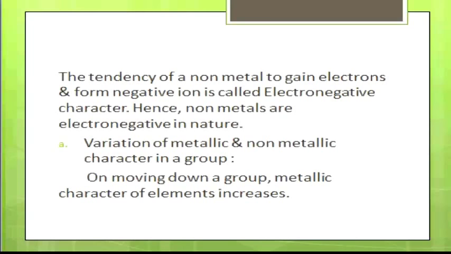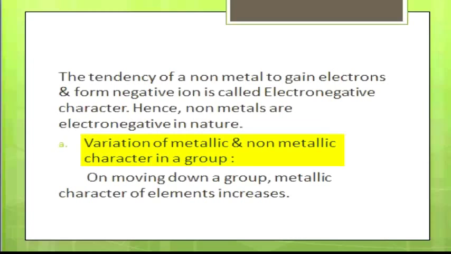And the tendency of a non-metal to gain electrons and form negative ions, that is anions, is called electronegative character. Hence, non-metals are electronegative in nature. Non-metals tend to form bonds by gaining electrons. The non-metals are generally gases or brittle solids and are poor conductors of electricity. The trends in electropositive and electronegative character of elements are useful to predict the nature of oxides formed by the elements, since generally the metal oxides are basic and the non-metal oxides are acidic.